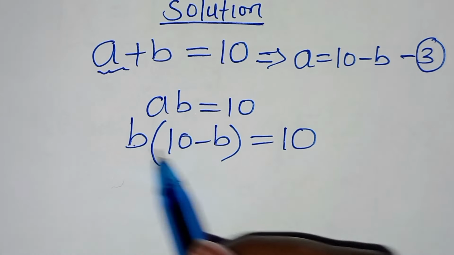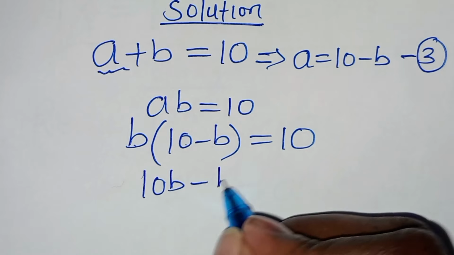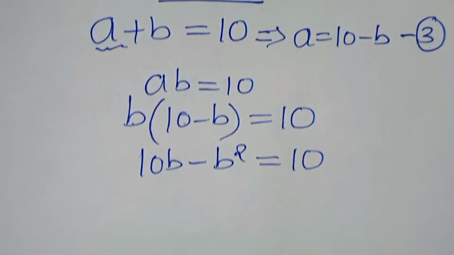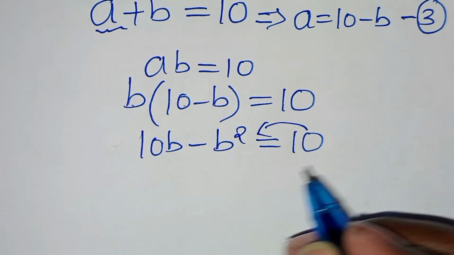So here we have b times 10, this is 10b, minus b times b, this is b squared, is equal to 10. Let's take 10 to the left hand side, so that we have 10b minus b squared minus 10 is equal to 0. Let's rearrange this equation so that we have minus b squared plus 10b minus 10 is equal to 0.